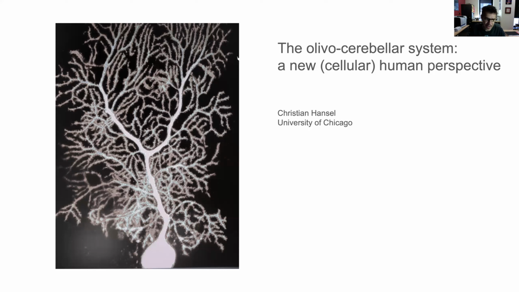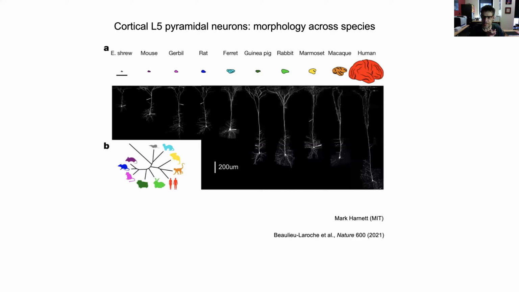Okay, so this comparison across species, rodent cells to human cells, is of course not something that is only occupying us in the cerebellum. That's also something that's relevant for other brain areas. There are a few studies that looked into this in the neocortex. Here you see a data set from a study that was published not too long ago in 2021 in Nature by Mark Harnett's group at MIT.